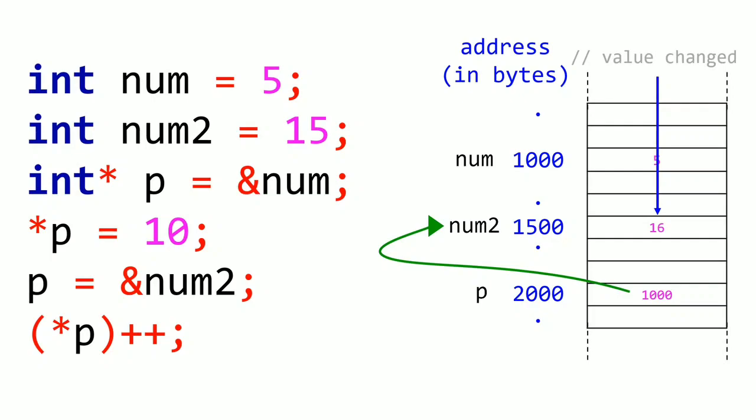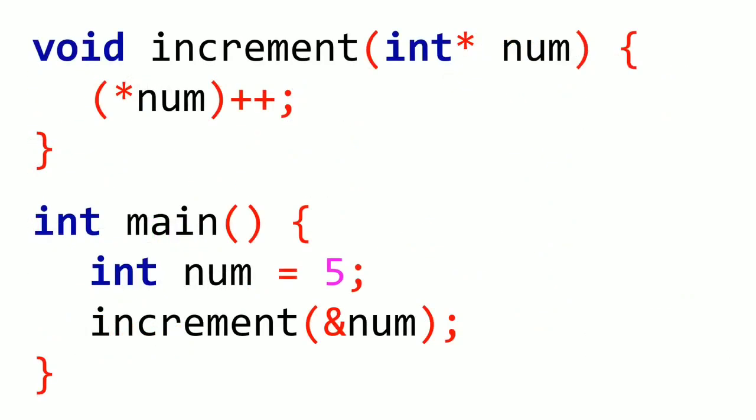Now, do you remember that in the chapter about functions, in the pass by reference, we passed the address of the variable and the parameters were pointers and not simple variables. It means that there is a relation between pointers and functions. Let's see it in the next video.